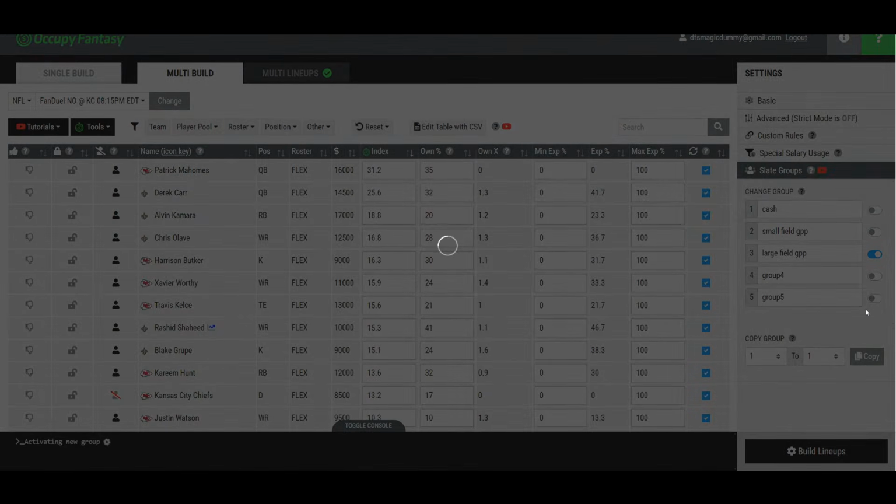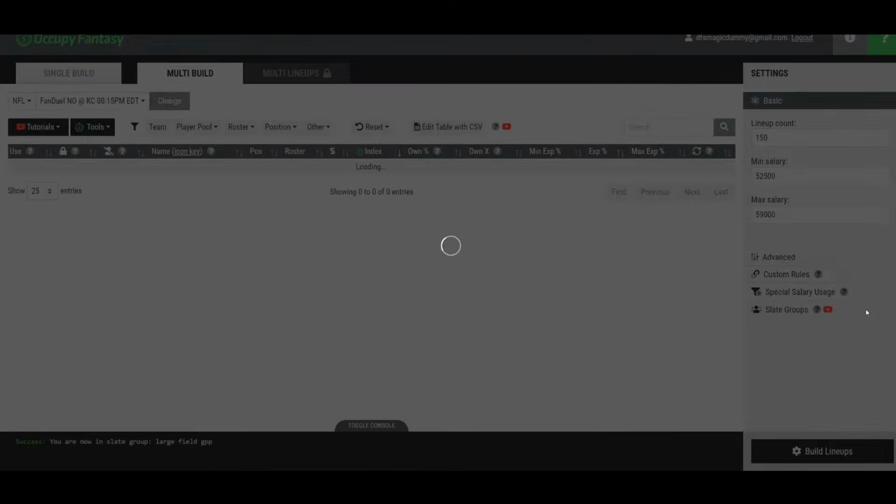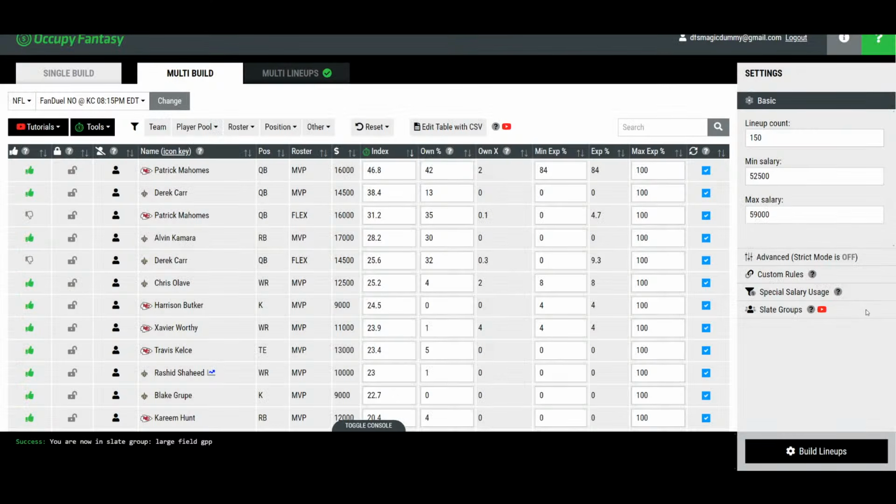This is, again, a slate group that I built earlier in the day to prepare for the show. That way we don't have to spend time making rules on here. So what I did first, I lowered the min salary way down. Again, we'll build lineups, so maybe this is too low of a salary. We'll see. Max salary: why did I choose 59K?